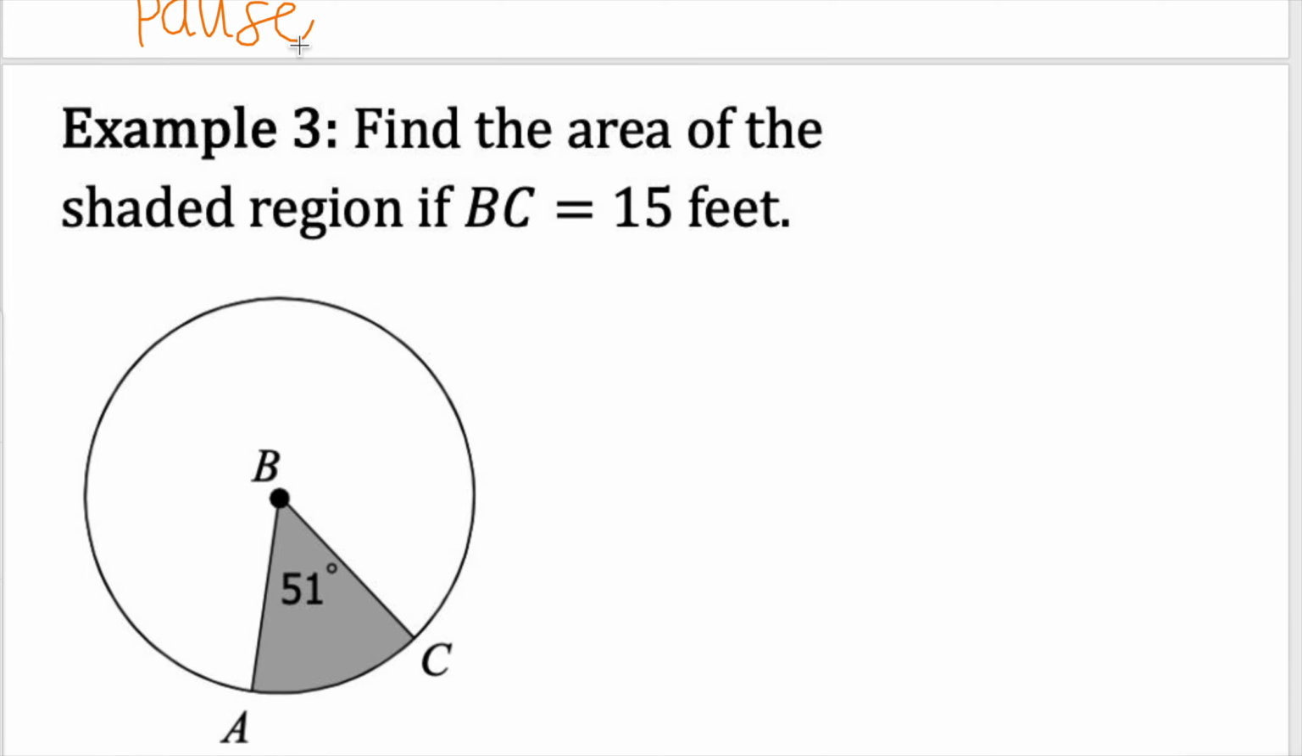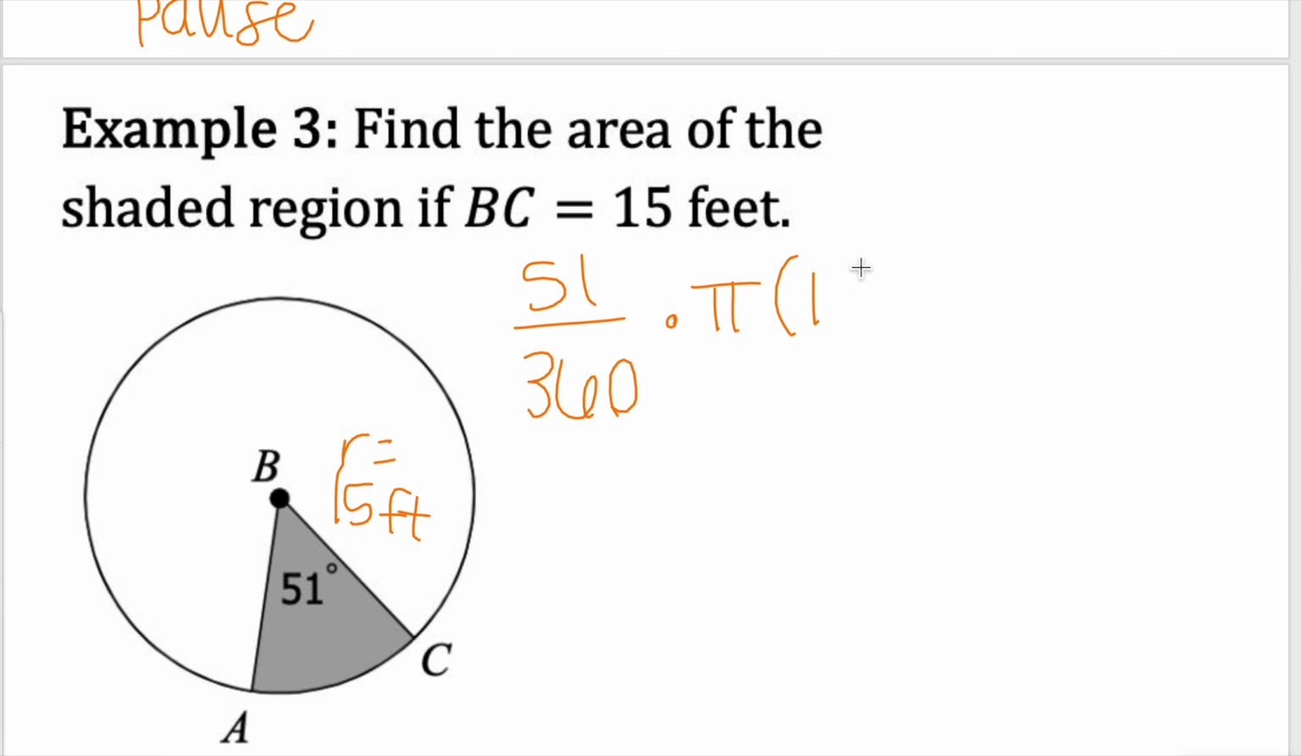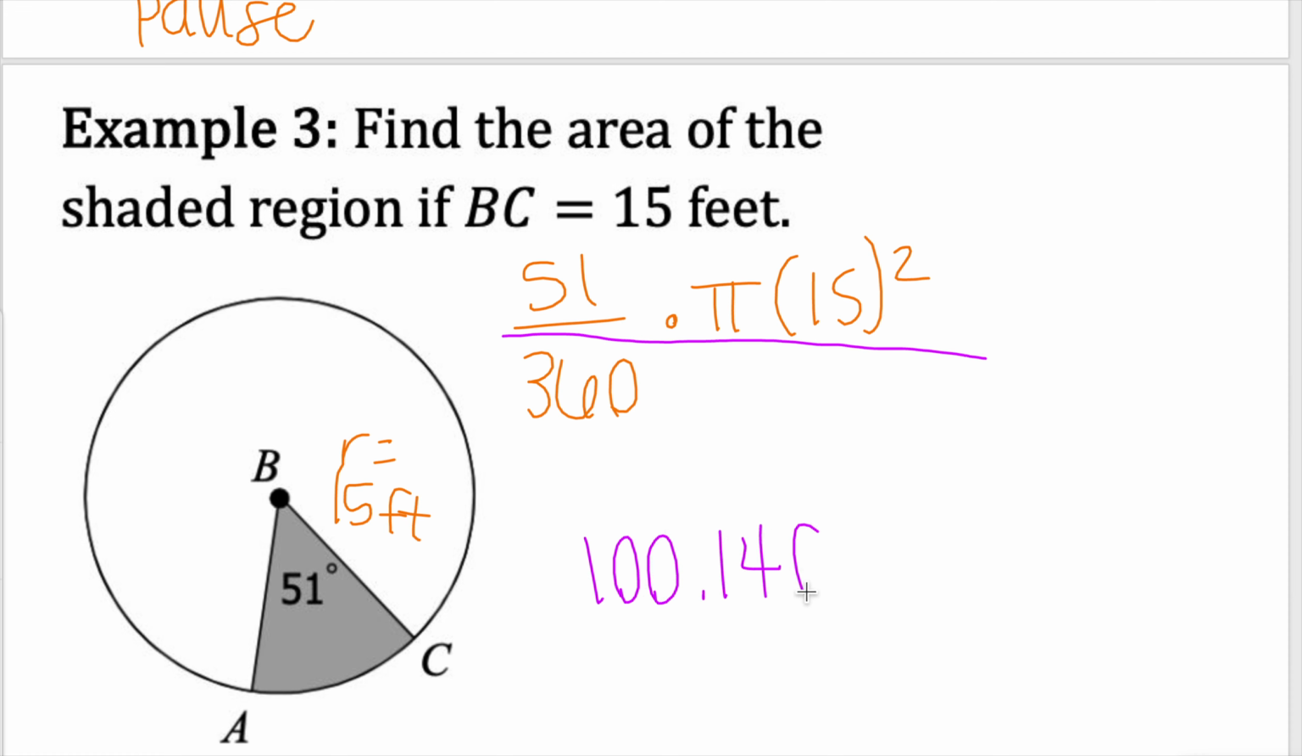Find the area of the shaded region if BC is equal to 15 feet. So 15 feet is here, which is going to appear to be the radius. So we're going to take the degrees, 51, out of 360, and multiply that by the area, so pi times radius squared. You can enter this in right on your calculator. A lot of the times I like to do 51 times pi times 15 squared, or 225, and then divide that by 360. You should get about 100.14 square feet.